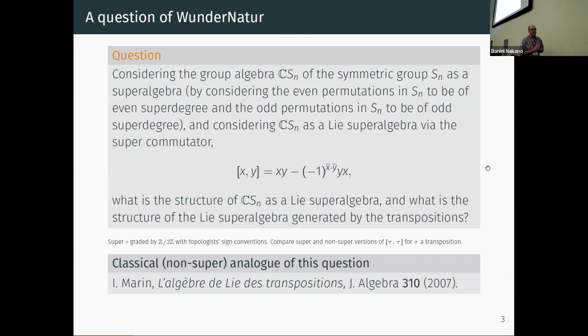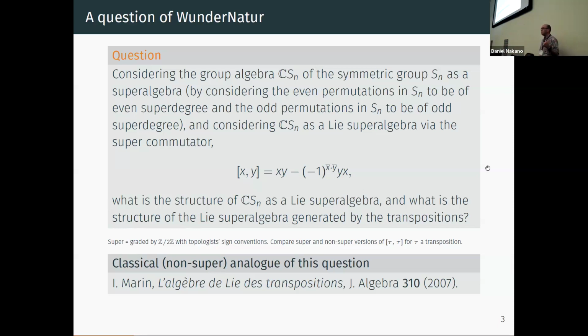So the basic question they asked was, if you consider the group algebra of the symmetric group as a superalgebra, considering the even permutations to be of even superdegree and the odd permutations to be of odd superdegree, and then you consider in turn the group algebra as a Lie superalgebra via the supercommutator, what is the structure of the group algebra as a Lie superalgebra, maybe as a product of simple Lie superalgebras or something like that? And then in particular, what is the structure of the subalgebra generated by the transpositions? And WunderNatur didn't go into a lot of detail.